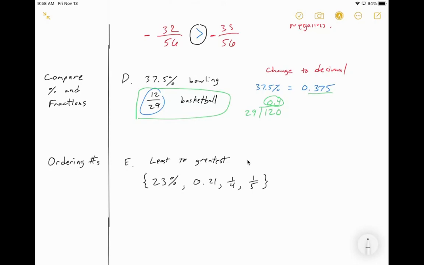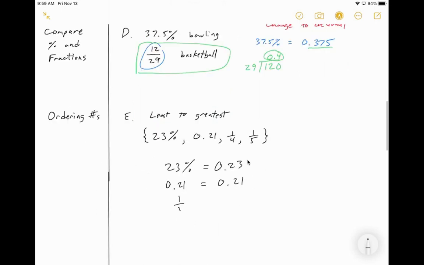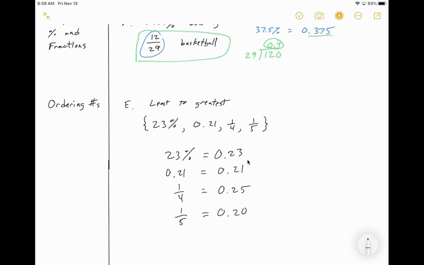Well, this is what we're going to do. The easiest way to do it is change everything to decimal. Decimal is the one that's easiest. Yeah, let me show you. Watch. 23% as a decimal is simply 0.23. 0.21 as a decimal is 0.21. Do you guys know what 1/4 is as a decimal? You should know that one. If you have 1/4, you've got a quarter, so that's 0.25. And if you don't know 1/5, that's one you should memorize. 1/5 is the same as 0.20 if you do the division. You guys can trust me on that one.